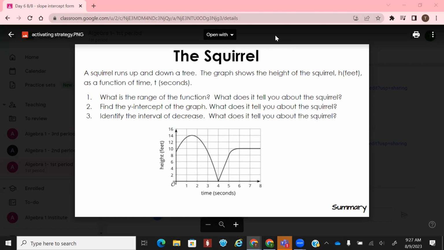What's the lowest height that we got going on? 0. Okay, what about the highest height? 14, right? That's how high that squirrel goes. So the range is going to be from 0 to 14.